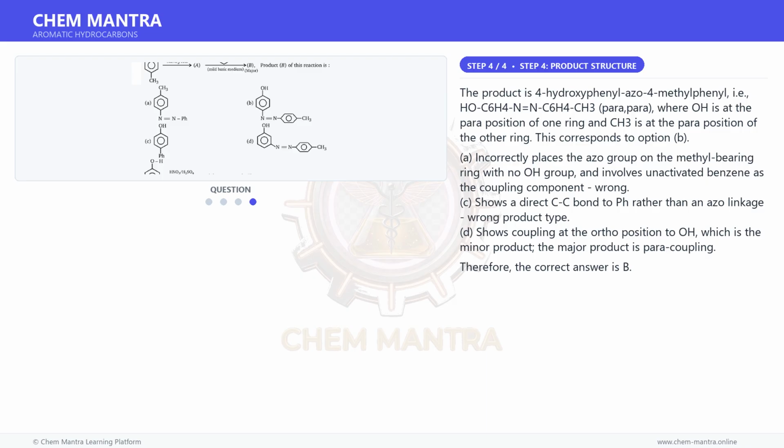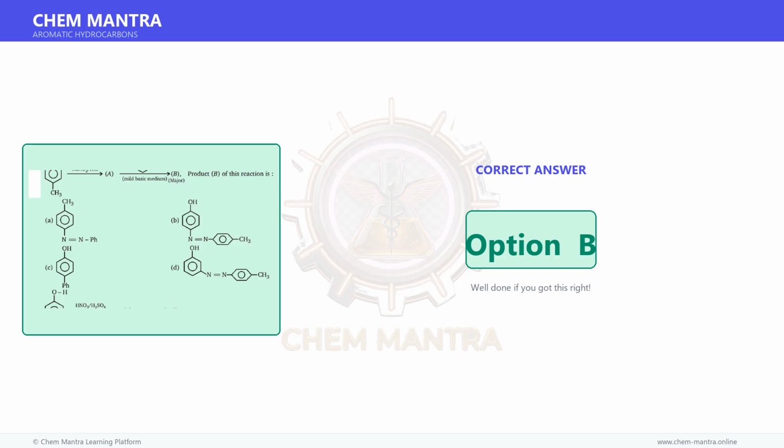A. Incorrectly places the azo group on the methyl-bearing ring with no OH group and involves unactivated benzene as the coupling component, wrong. C. Shows a direct C to C bond to PhH rather than an azo linkage, wrong product type. D. Shows coupling at the ortho position to O, which is the minor product; the major product is para coupling. Therefore, the correct answer is B. Therefore, the correct answer is option B.